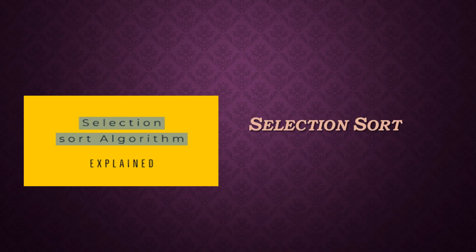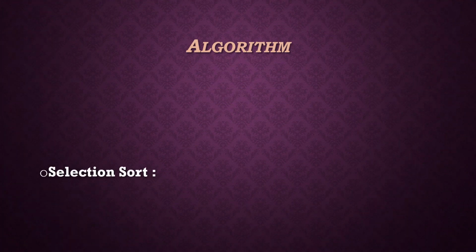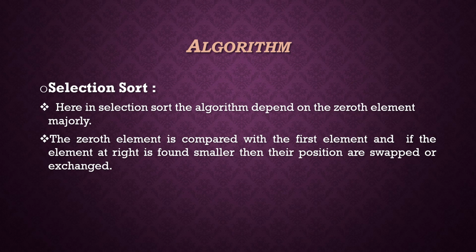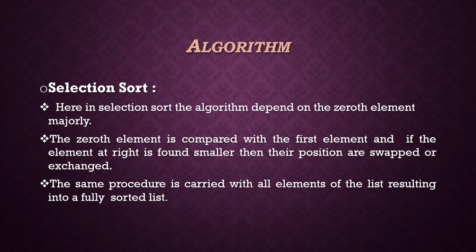Selection sort. Here in selection sort, the algorithm depends on the zero element majority. The zero element is compared with the first element, and if the element at right is found smaller, then their positions are swapped or exchanged. The same procedure is carried out with all elements of the list, resulting in a fully sorted list.